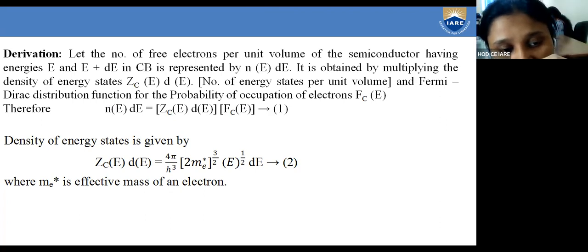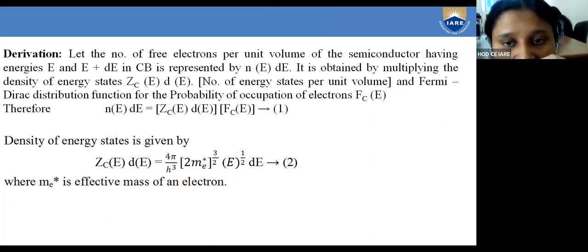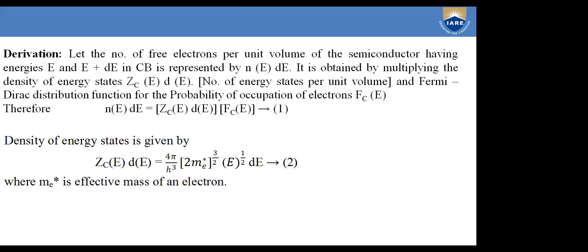And what is F of E? Fermi-Dirac distribution. Very good. It is called the Fermi-Dirac distribution function. And what does it indicate? It represents the probability of an energy level being occupied by an electron. Yes, very good, the probability of occupying an energy level.